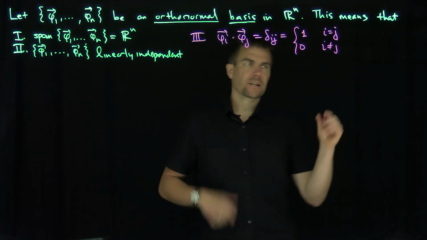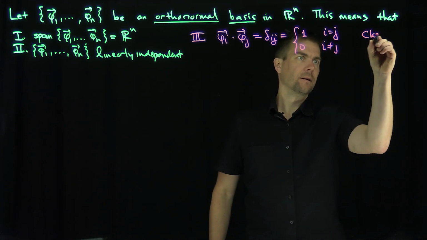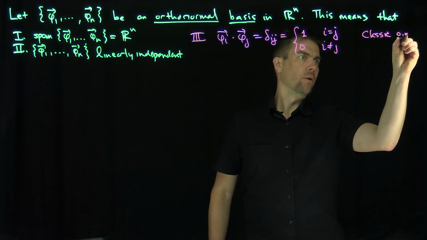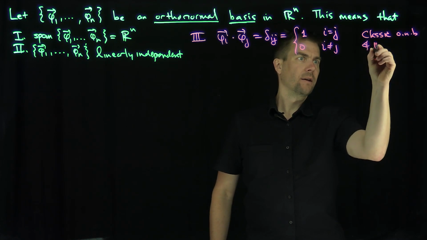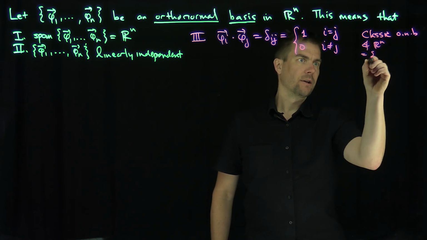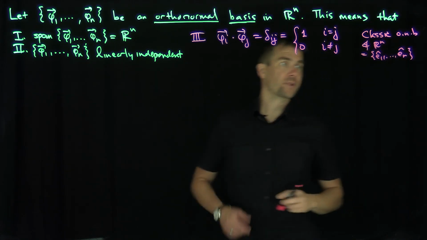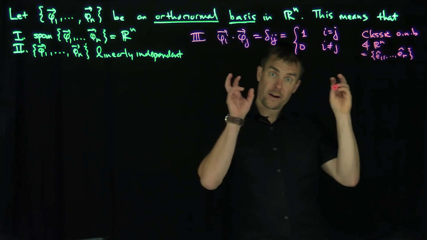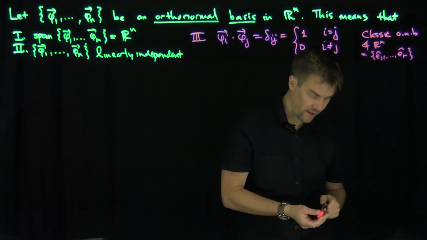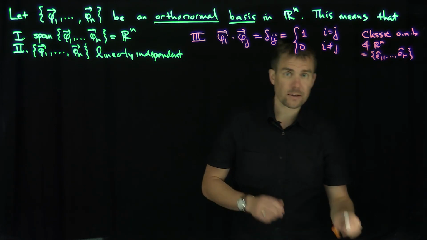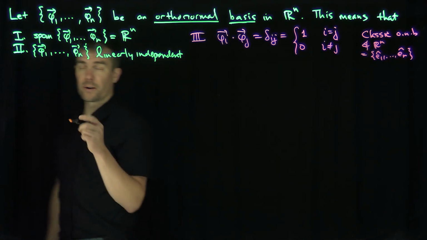So what can we say about this orthonormal basis? Of course, the classic orthonormal basis of Rn is just the standard basis, e1 hat through en hat. But of course, there are many others. Any orthogonal matrix times this basis will give me an orthonormal set. And so what are the basic properties of these? There are several very important theorems about this.